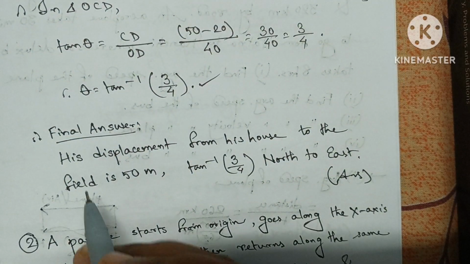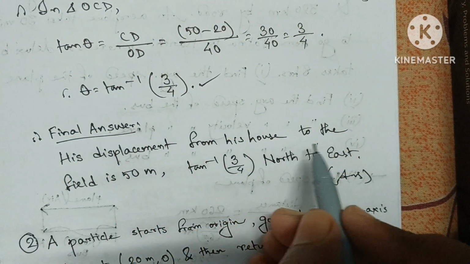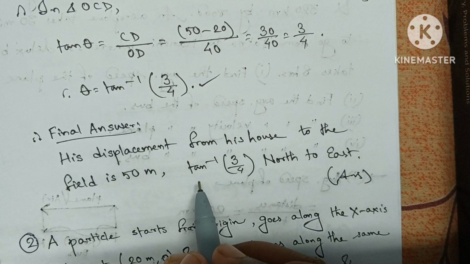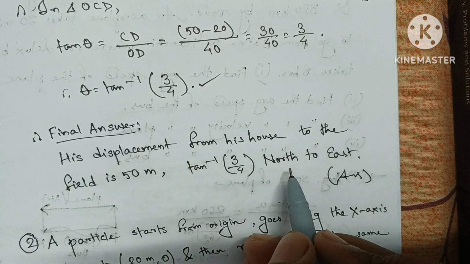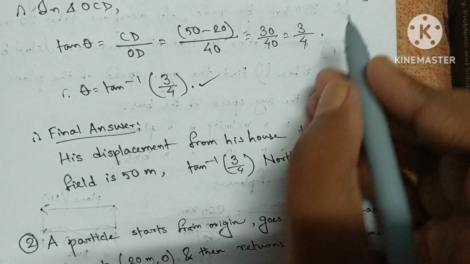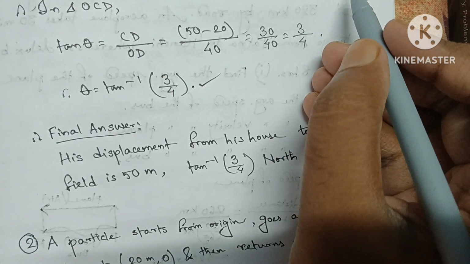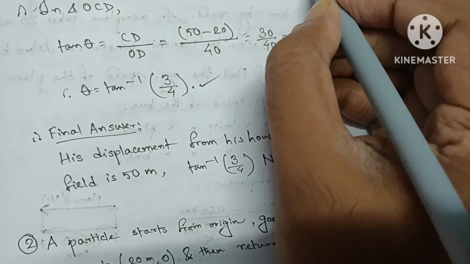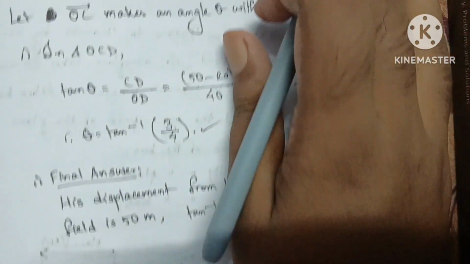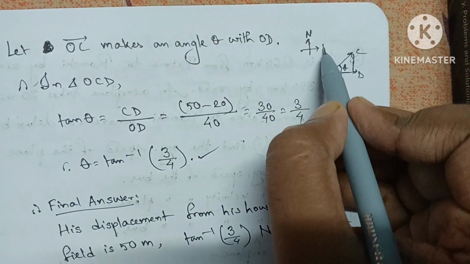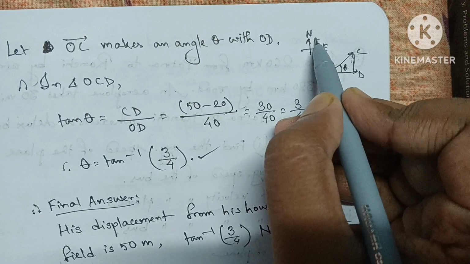So the final answer would be: his displacement from his house to the field is 50 meter, tan inverse 3 by 4, north to east, because this is the northeast direction, right? If this is north and this is east, so this is the northeast direction.